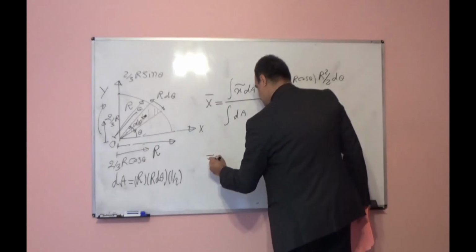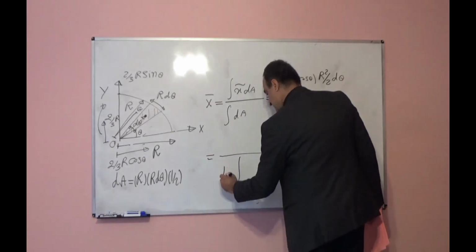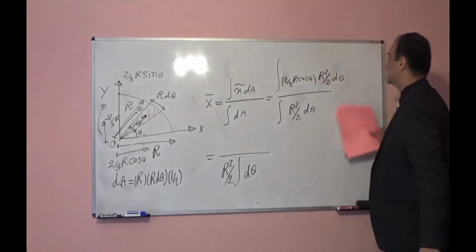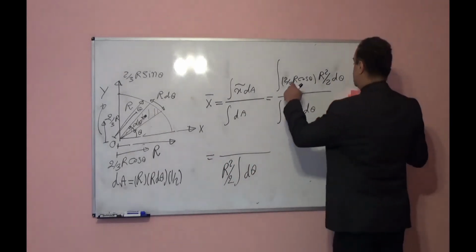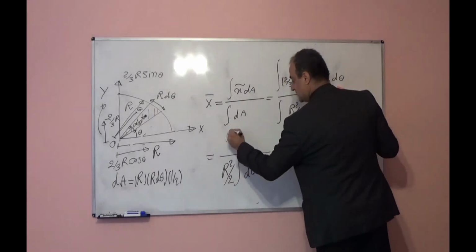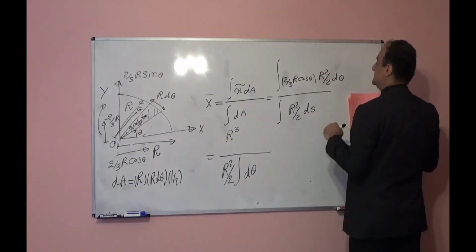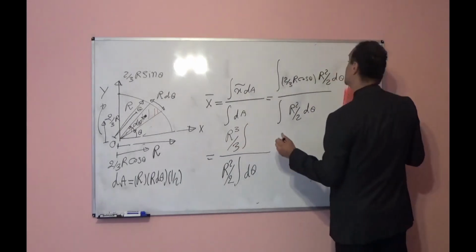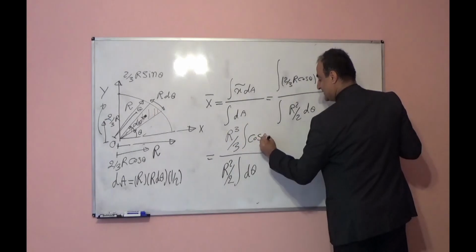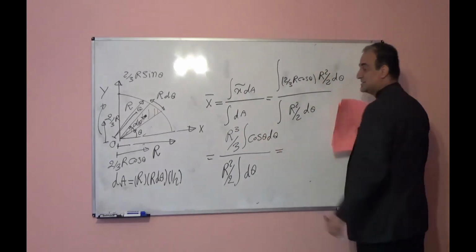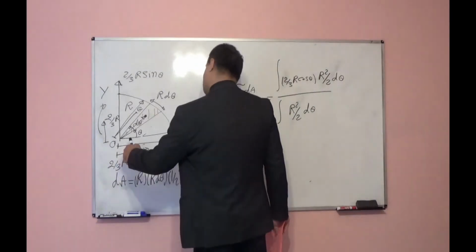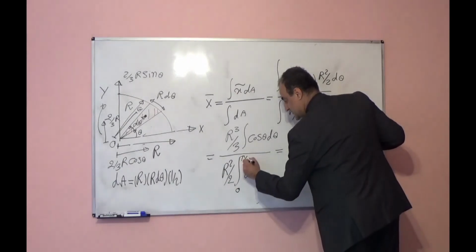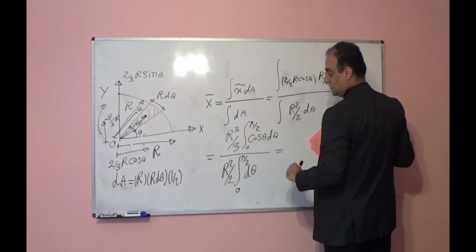From here, this will be equal to the integration of r squared over 2 d theta. Here, again, this will be r cubed, r times r squared. The 2 and 2 cancel, over 3 integration of cosine theta d theta. What is the variation for theta? Theta can vary from 0 to pi over 2.